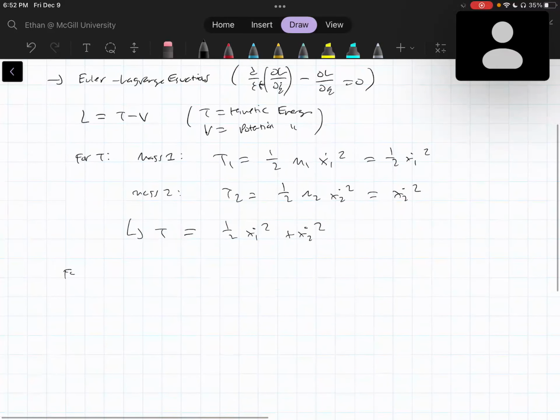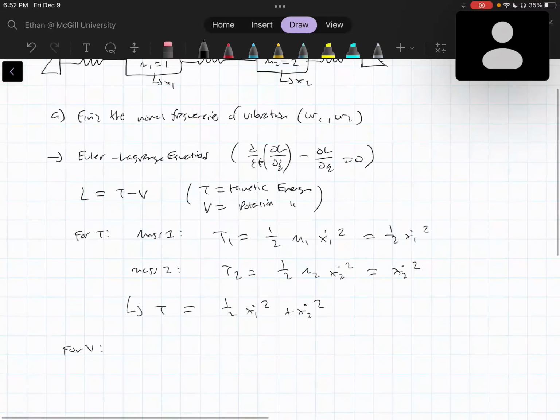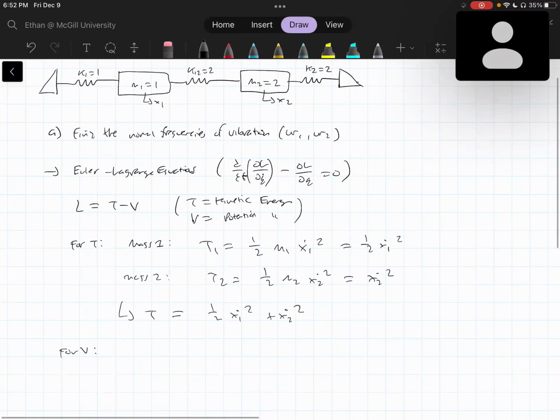Now for V, which obviously deals with the springs, because the formula for V is half k x squared. So for spring 1, V1 is equal to half k1 x1 squared. The displacement of mass 1 represents the displacement of the same spring, because the spring is attached to the wall. So if m1 moves the distance x1, that will be the compression or extension of that spring k1. That's why we express that potential energy.